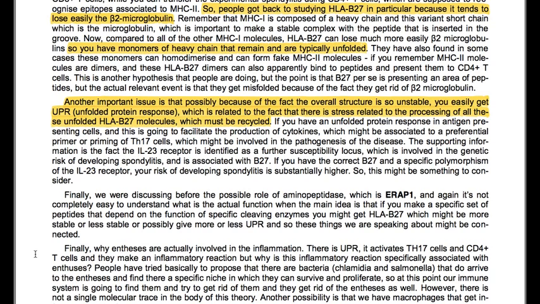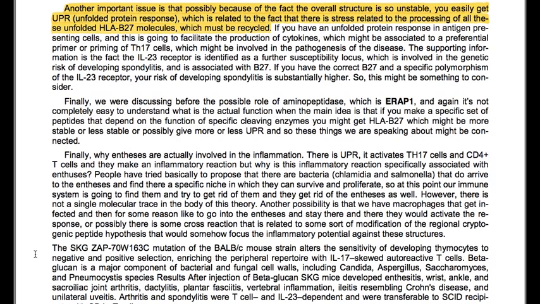If you remember, MHC2 molecules are dimers, and these HLA-B27 dimers can also apparently bind to peptides and present them to CD4 positive T cells. This is another hypothesis that people are pursuing, but the point is that B27 per se is presenting an array of peptides, but the actual relevant event is that they get misfolded because they get rid of beta-2 microglobulin. Another important issue is that, possibly because the overall structure is so unstable, you easily get an unfolded protein response, which is related to the stress of processing all these unfolded HLA-B27 molecules, which must be recycled.